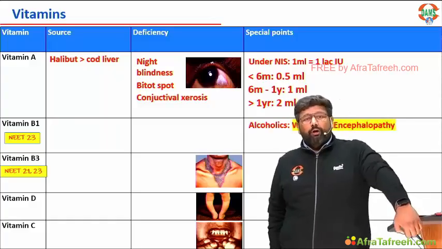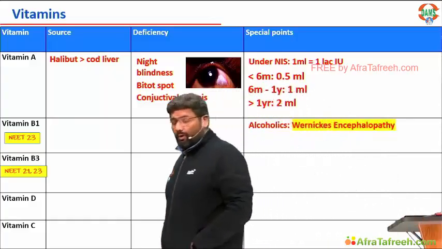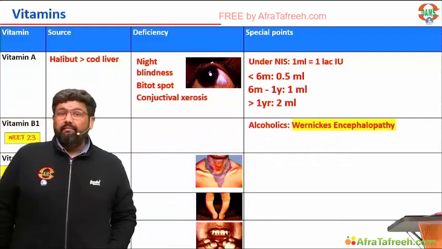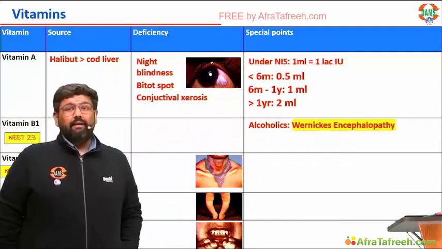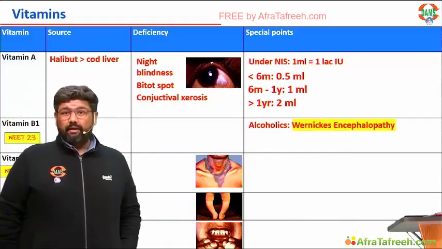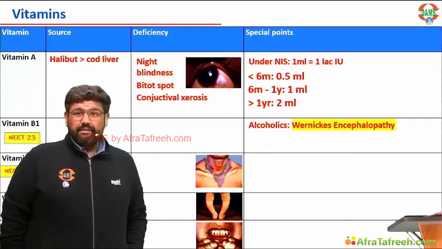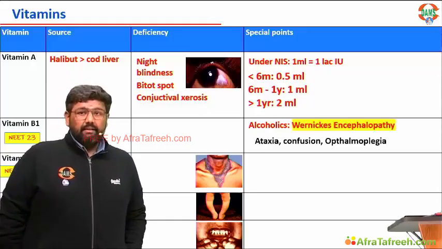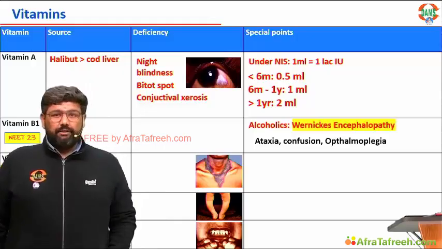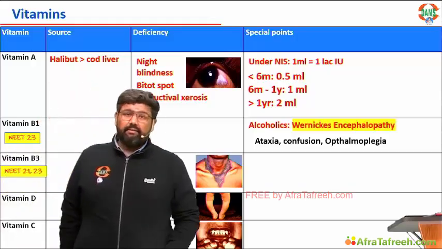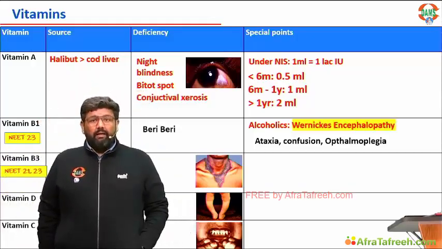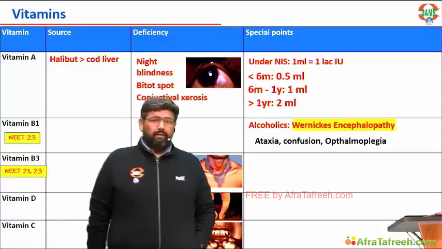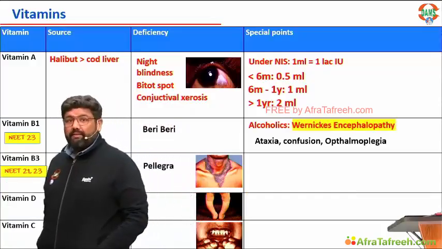Then if I talk about vitamin B1, this was the MCQ in NEET PG 23. Keyword, history of alcoholic. History of alcoholic, vitamin B1 deficiency happens. This is known as Wernicke encephalopathy: ataxia, confusion, ophthalmoplegia, right? These three are the triad. And this also causes beriberi.